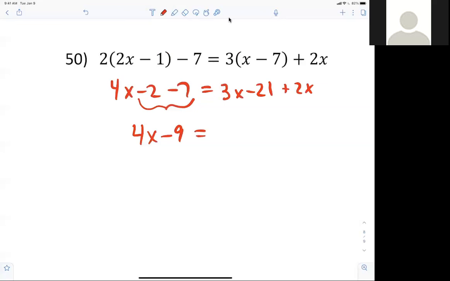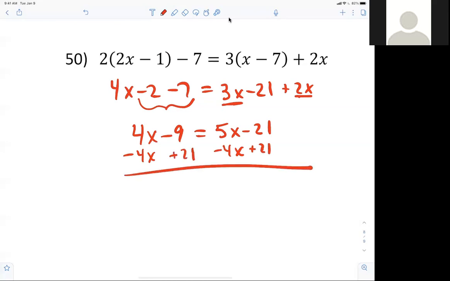So I'm going to put the variables on the right. I want 3x plus 2x. It's 5x. Okay, now what? Minus 4x, good. 1x. And then, plus 21. So what does x equal? It's 21 minus 9. Wait, it's 12.